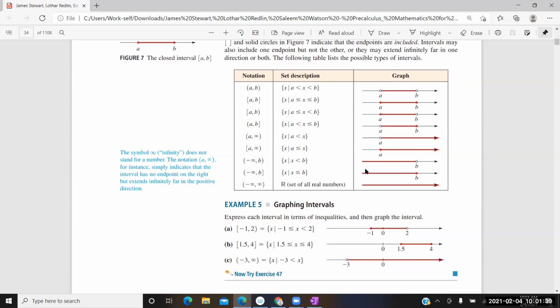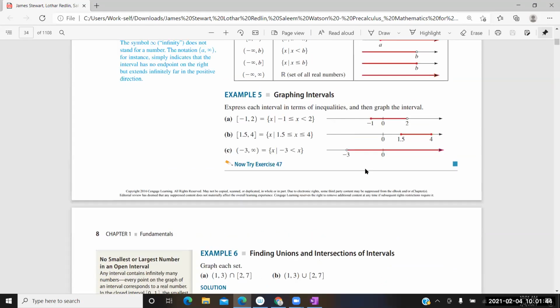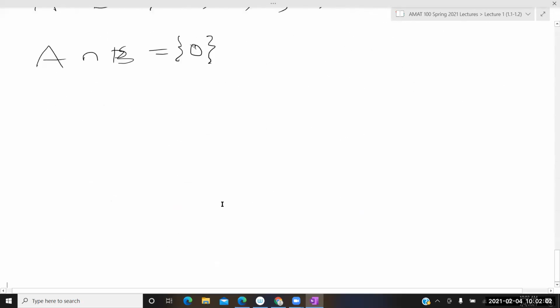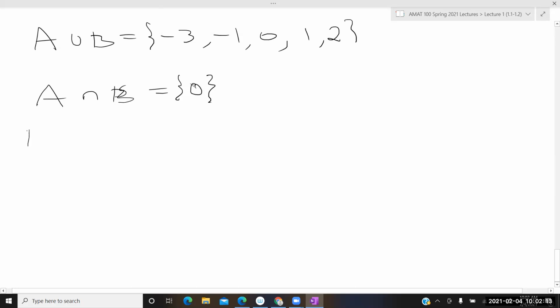And then maybe we should do this example right here. We want to find the union. This gets a little more tricky. Unions and intersections of intervals. So let's go through this. We have two examples. These come from the book. They're example 6 in section 1.1. So the first one is A.